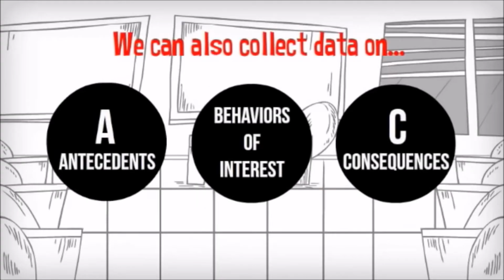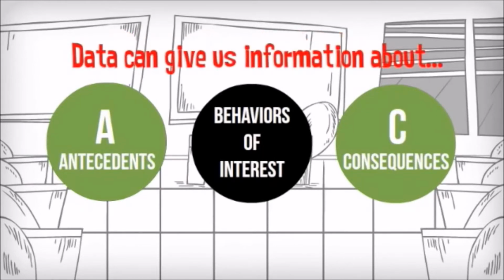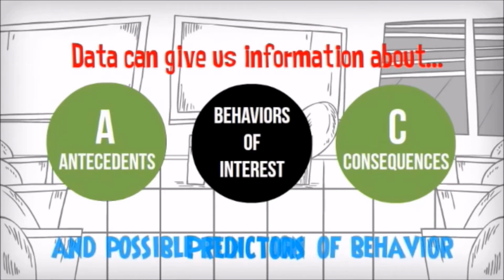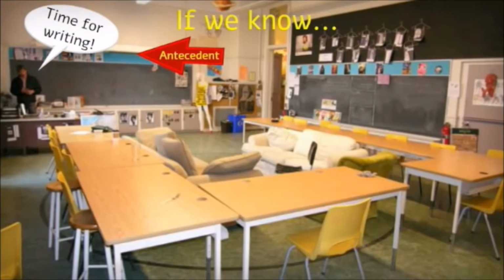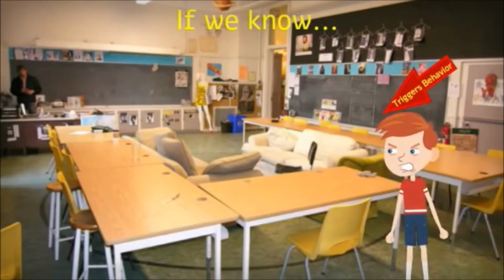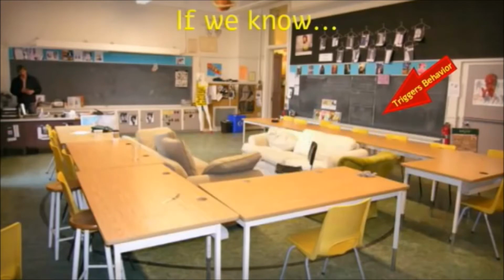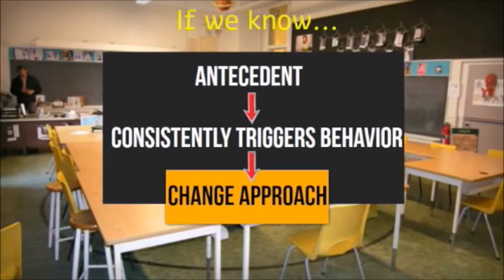We may also be interested in collecting data on the antecedents and consequences that occur with our behaviors of interest. Taking data on antecedents and consequences can give us information about predictors and the possible function of an inappropriate behavior. If we know that each time we tell our class that they're going to be doing a writing assignment and we have one student who gets angry and throws his pencil and rips up his work, we might approach the way that we inform that student about writing assignments differently.